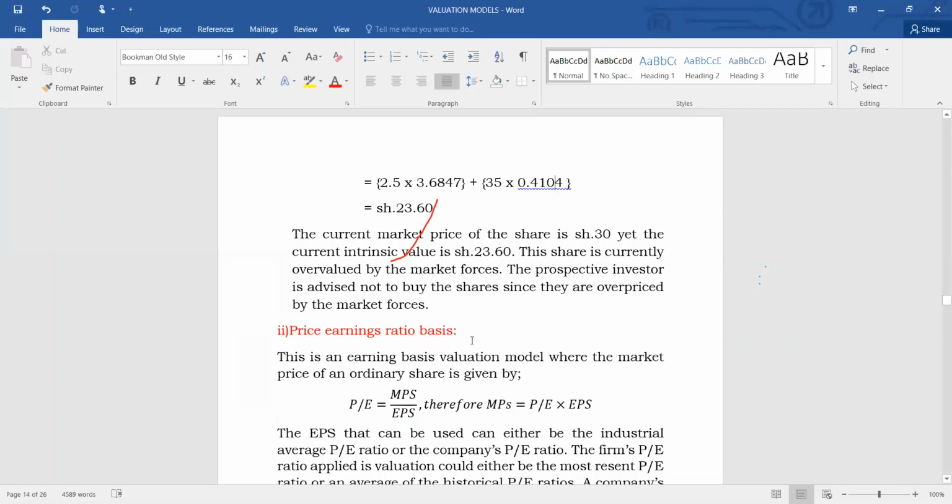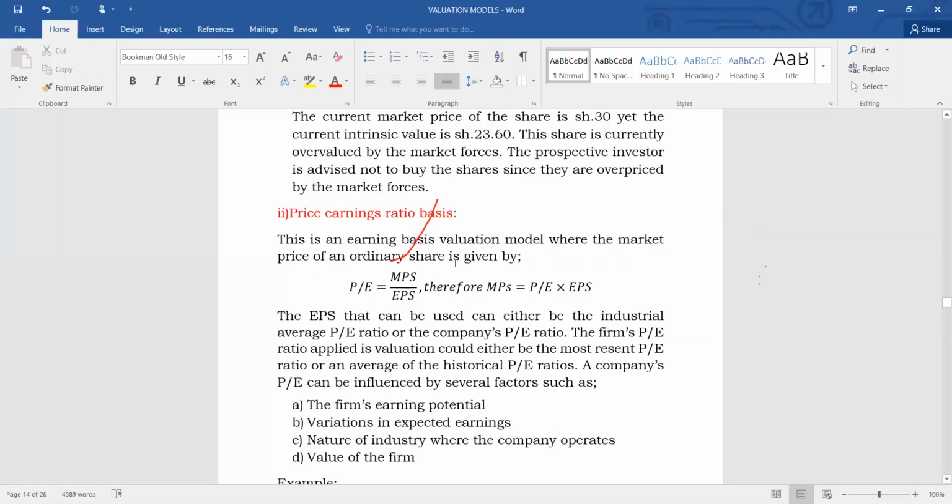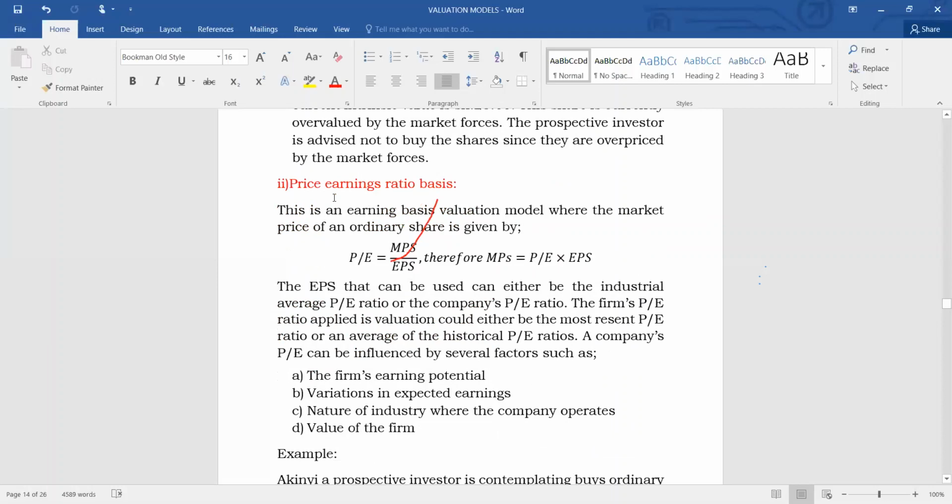What I'm saying is, if the dividend varies from year to year, discount that dividend component using the corresponding present value factor. The second model that I want to talk about is the price earning ratio basis.